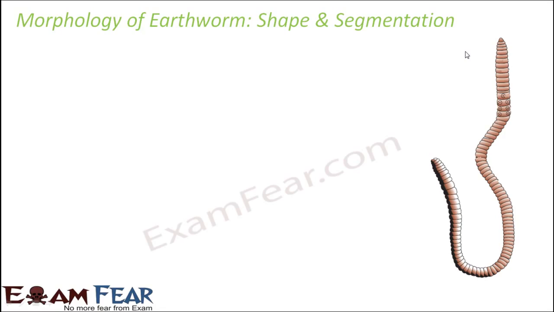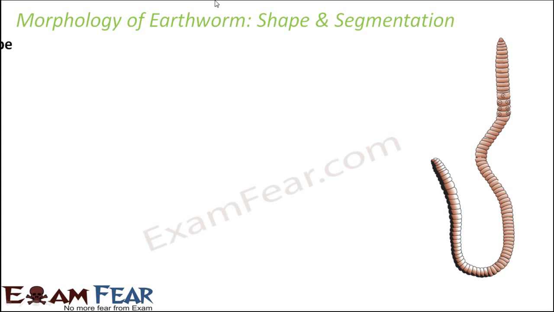When I say morphology, we are going to talk about the external features, the external appearance, the external structure. Anything that is visible externally comes under morphology. In morphology, we will first talk about the shape and segmentation of earthworm. How does it look, and how is the segmentation?